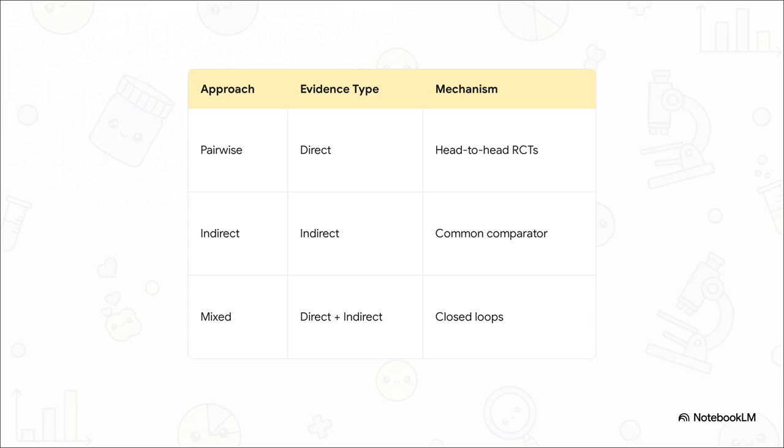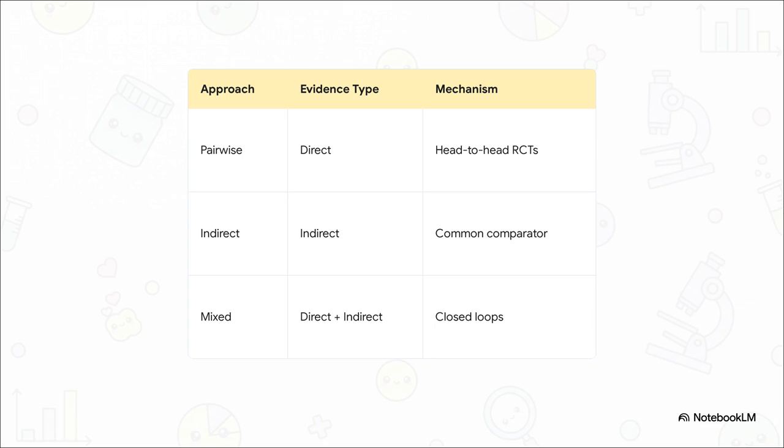It's a technique that lets us evaluate 3 or more interventions simultaneously within a single cohesive analysis. Now, within NMA, we have 2 distinct concepts. First, there's the indirect treatment comparison, or ITC. This is where we infer the relationship between 2 treatments solely through a common comparator. Think of it like this: if A beats B and B beats C, we indirectly estimate how A compares to C.